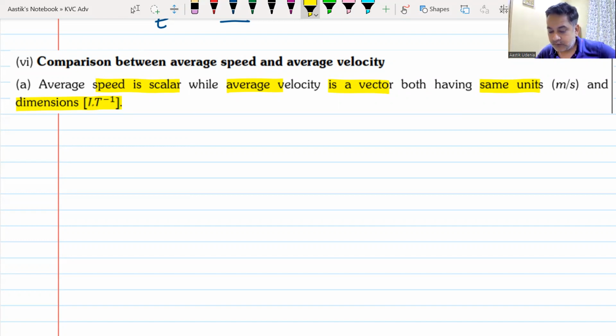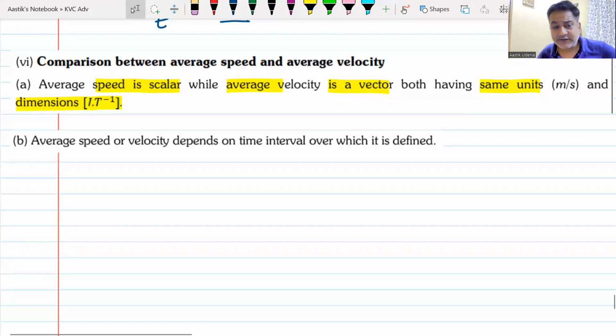Then average speed and average velocity depend on the time interval. They are always defined over a time interval.